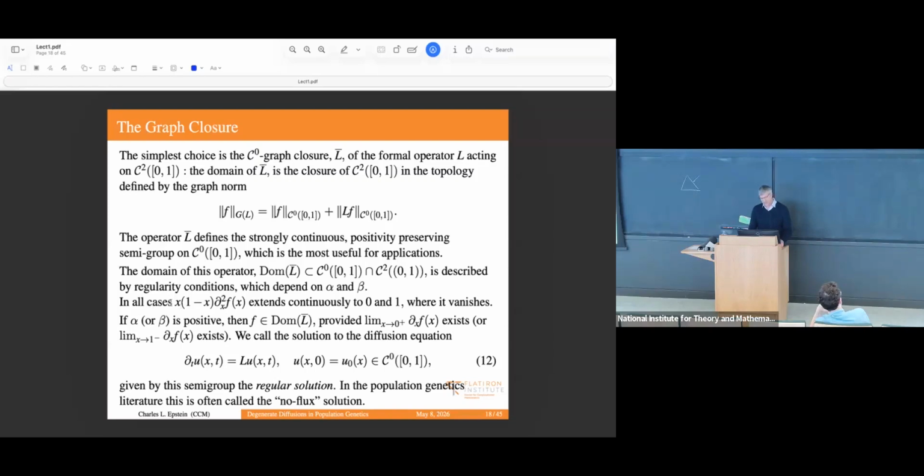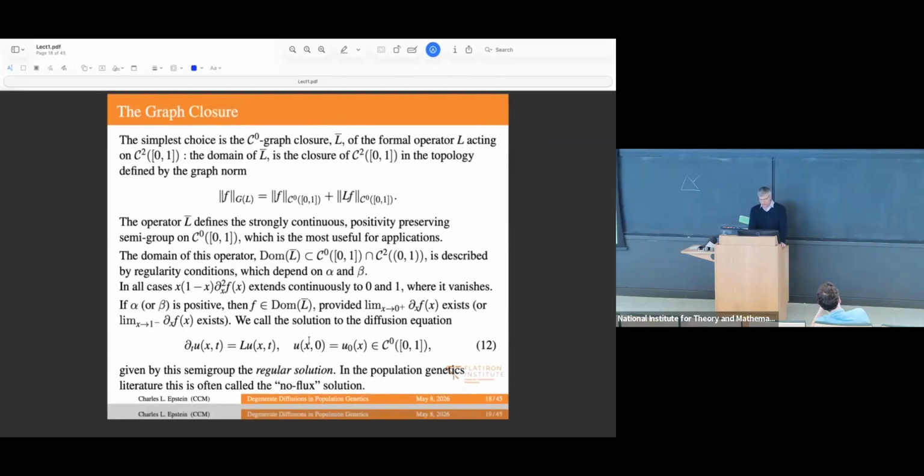In all cases, what happens is dx squared is defined in the interior, but typically you wouldn't expect it to be defined at the boundary. But what's defined is the limit of x(1 minus x) dx squared. At each point, it has a limit, and it's 0 at both boundary points. If alpha or beta is positive, then a function belongs to the domain, provided that the first derivative itself has a limit at the boundary point where the coefficient of the vector field is positive.